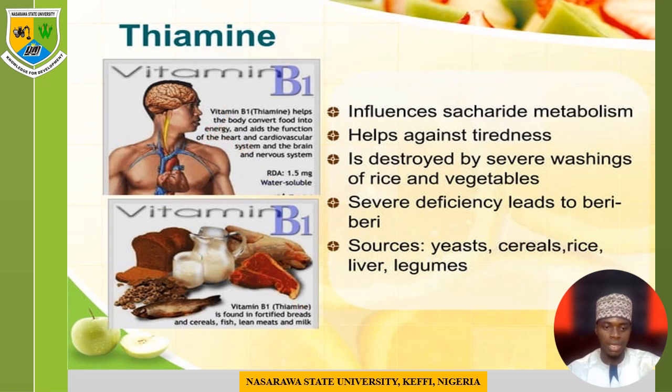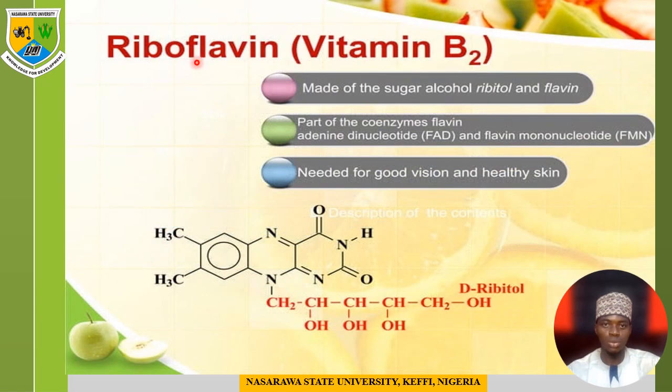So that is all about vitamin B1. Vitamin B2, riboflavin, is made up of a sugar alcohol called ribitol. This is the structure of ribitol, and this is the structure of flavin. It is part of the coenzymes flavin adenine dinucleotide and flavin mononucleotide. It is needed for good vision and healthy skin.